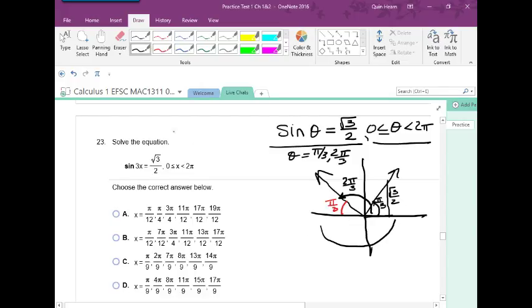Okay, but this problem that we're solving is a bit different because they're talking about the sine of 3x, where x, not 3x, but x, is between 0 and 2 pi. So whenever you have a multiple of an angle x in your argument, you're going to have to adjust the angles you're looking at on the unit circle a little bit by either going around fewer or more times.